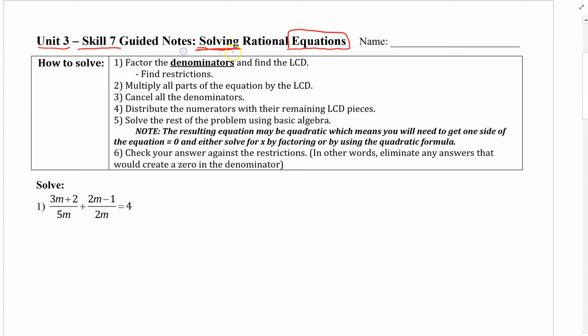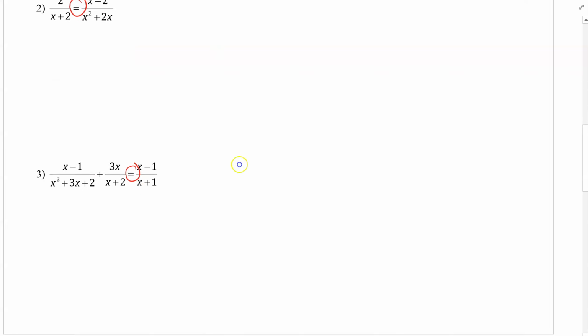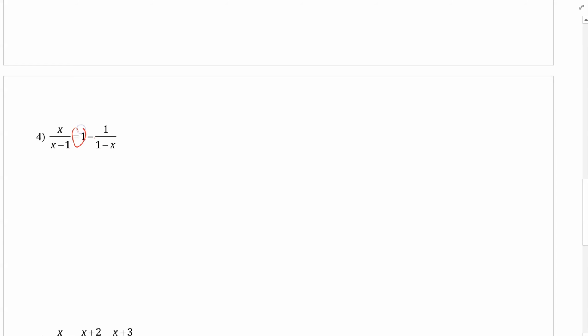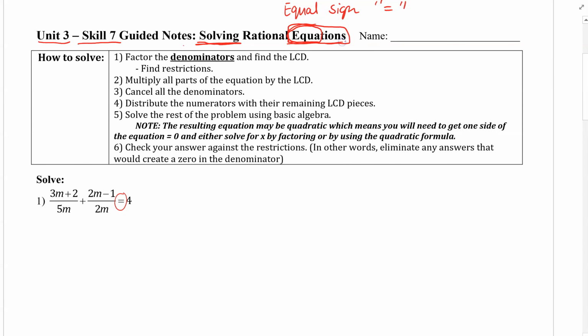So instead of simplifying now, we're solving because now we have an equation, right? The word equal is in there because equations have equal signs, right? If you notice all of our examples, I have an equal sign here, equal sign there, equal sign there, etc. They all have equal signs because they are all equations. And what that's going to do is it's going to free us up to cancel out the denominators.